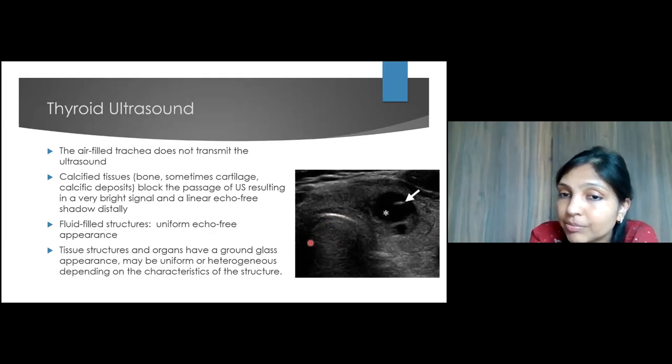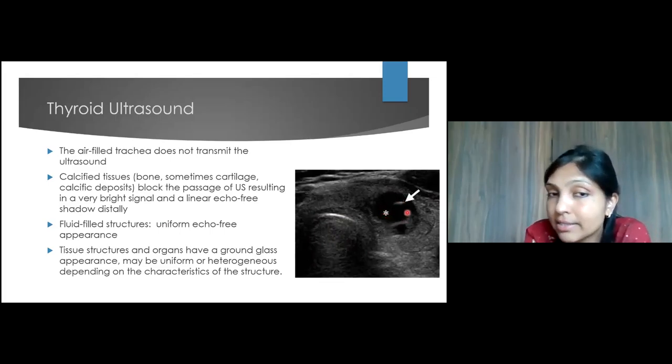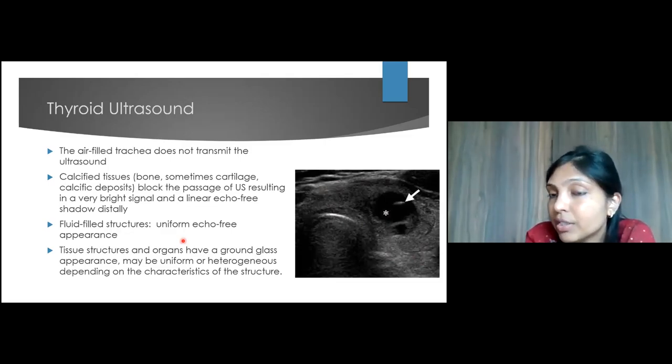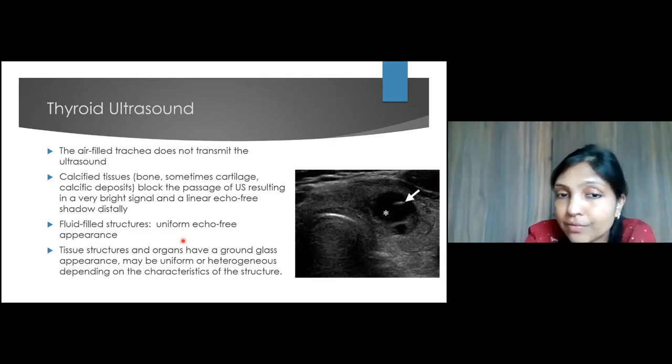And then there is a dampening of the sound waves here, which is outlined by the darker, U-shaped area, which signifies the presence of the trachea. The fluid-filled structures form an echo-free appearance. Like in this picture, this is most likely a cyst around here. It's a fluid-filled structure. The blood vessels also look uniform, echo-free on the thyroid imaging. And then the tissue structures, as we see here and here, the muscles, the tissue structures and the organs have a ground glass appearance. And this may appear of different intensities depending on the density of the tissue.